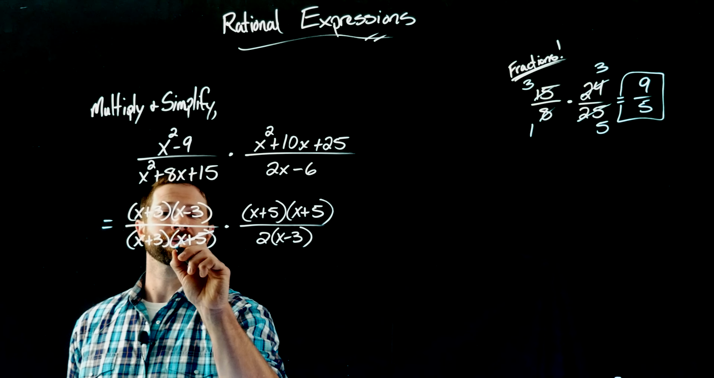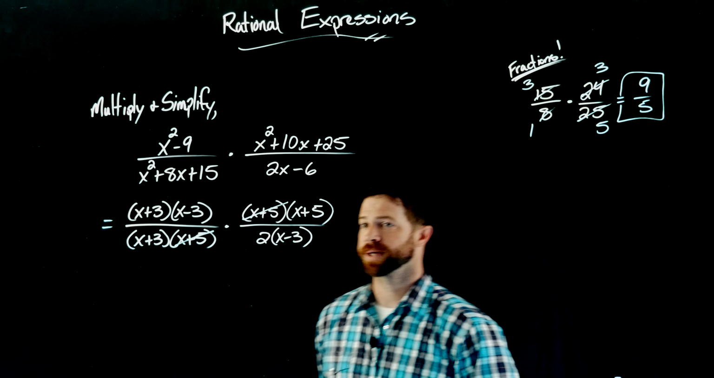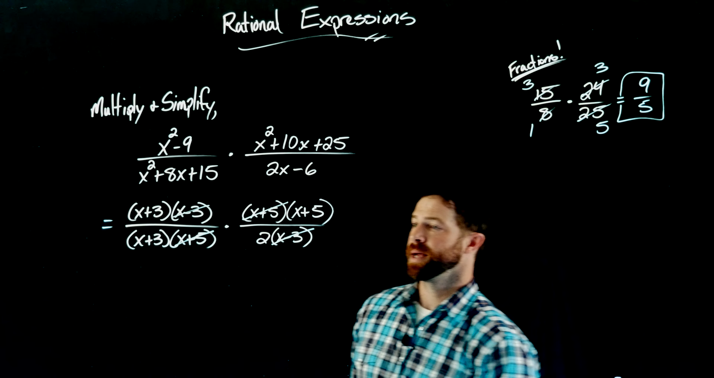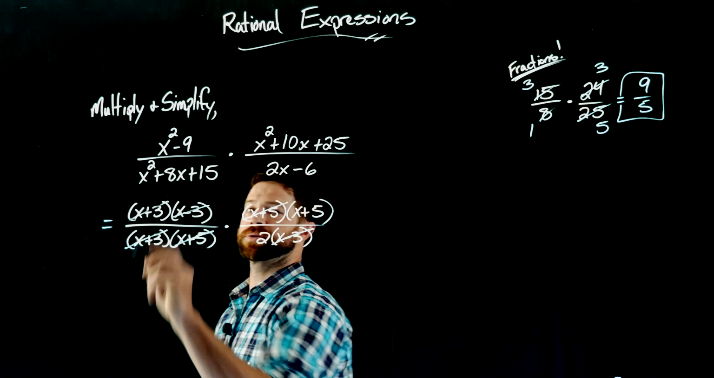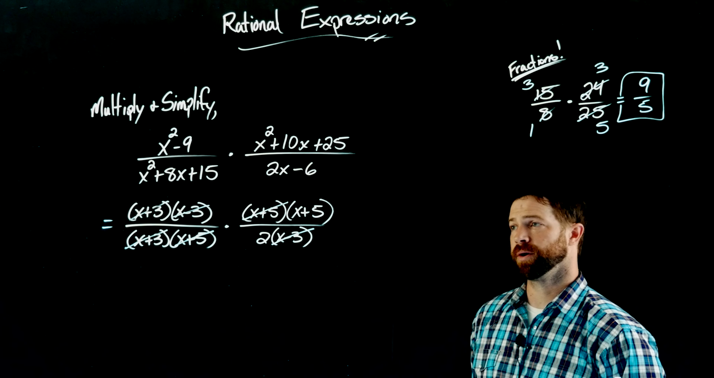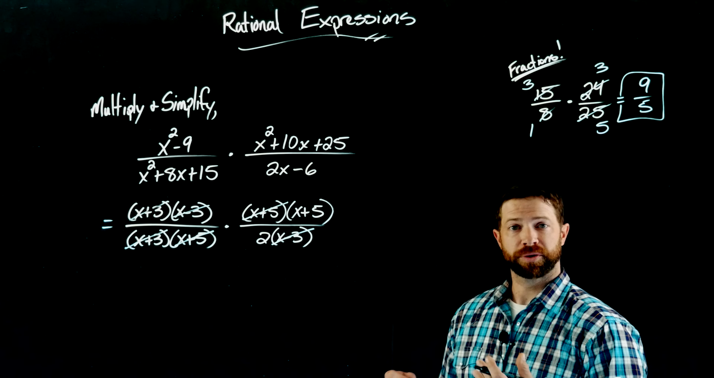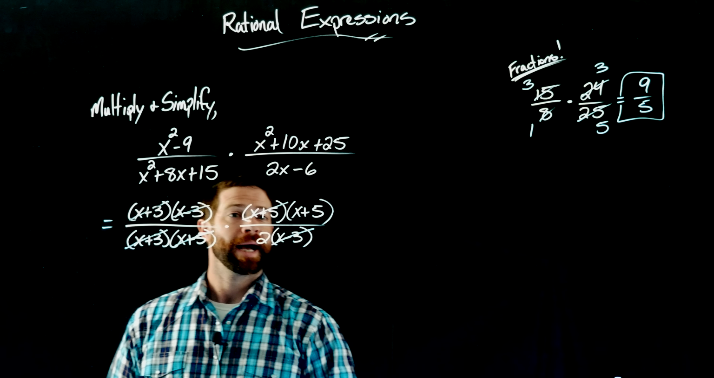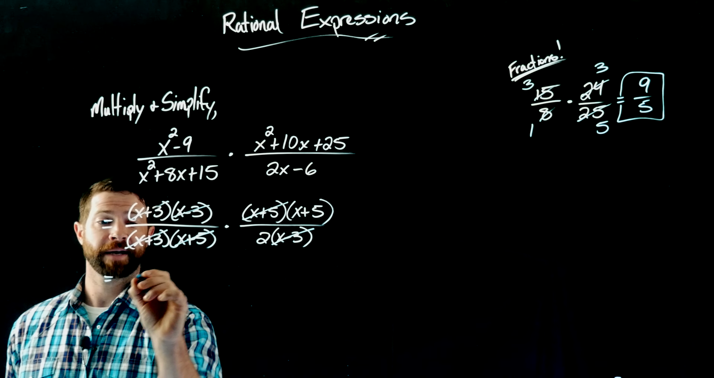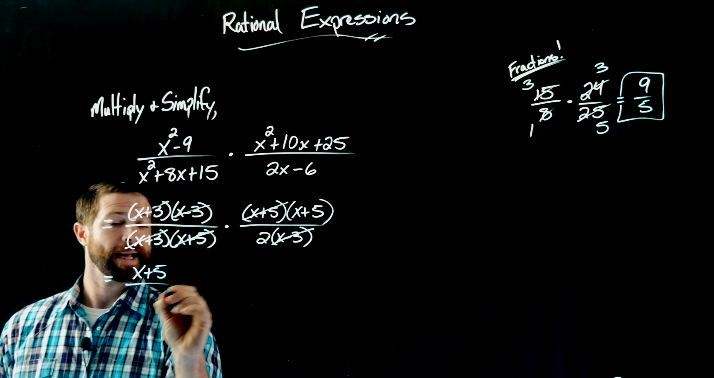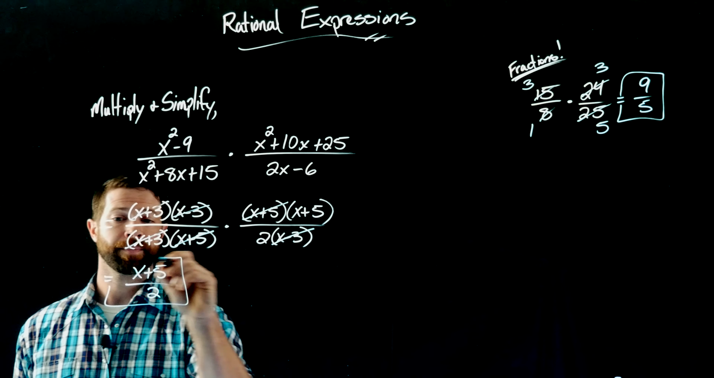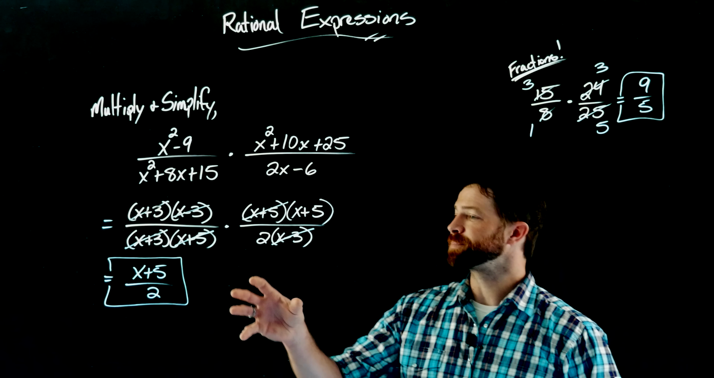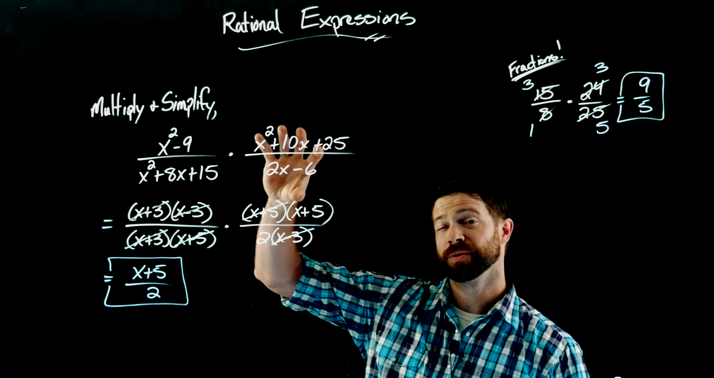Here I have an x plus 5 and an x plus 5. I can cancel those out. There's an x minus 3 in both the numerator and the denominator. And then this x plus 3 in the numerator and denominator over there. After I've canceled all of those factors, I'm just going to see what I have multiplying across in my numerator and denominator. And it looks like I just have this x plus 5 left in the numerator and this 2 in the denominator. That there is my fully simplified expression for the multiplication of these two gnarly rational expressions.